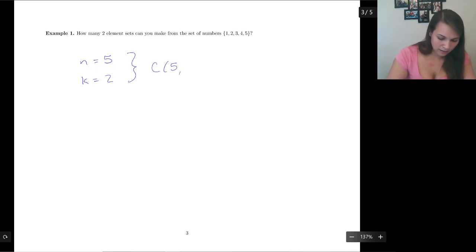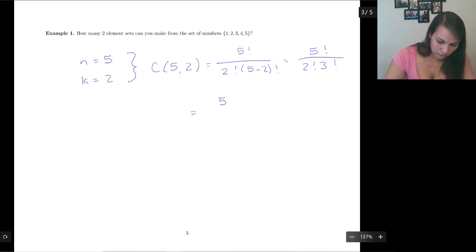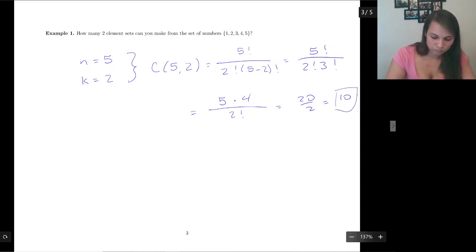So we put that together. And now we have 5 factorial over 2 factorial times (5 minus 2) factorial, which is 5 factorial over 2 times 3 factorial. Remember, this is going to turn into 5 times 4 if we cancel with the 3 factorial a little bit, which is exactly what we got before. So 10.